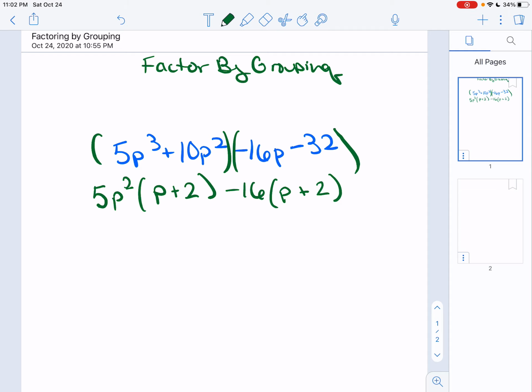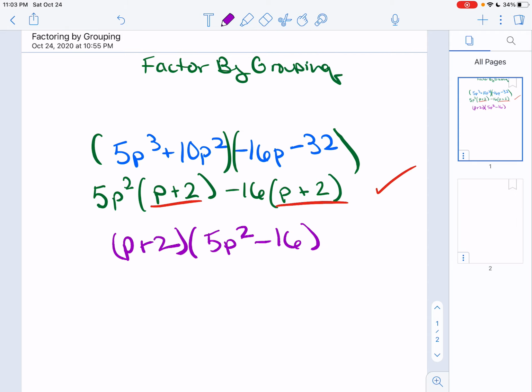Alright, so at this point, we need to compare these 2 factors we have in here. If they are the exact same, then we did this correctly. We have to always be careful, because if these do not come out the same, we did not do it right. So, we are done at this point. We just need to write our factors. The way we write the factors is we write the common factor, p plus 2, and then we write the 2 GCFs added together as the second factor. 5p squared minus 16. And that's it.